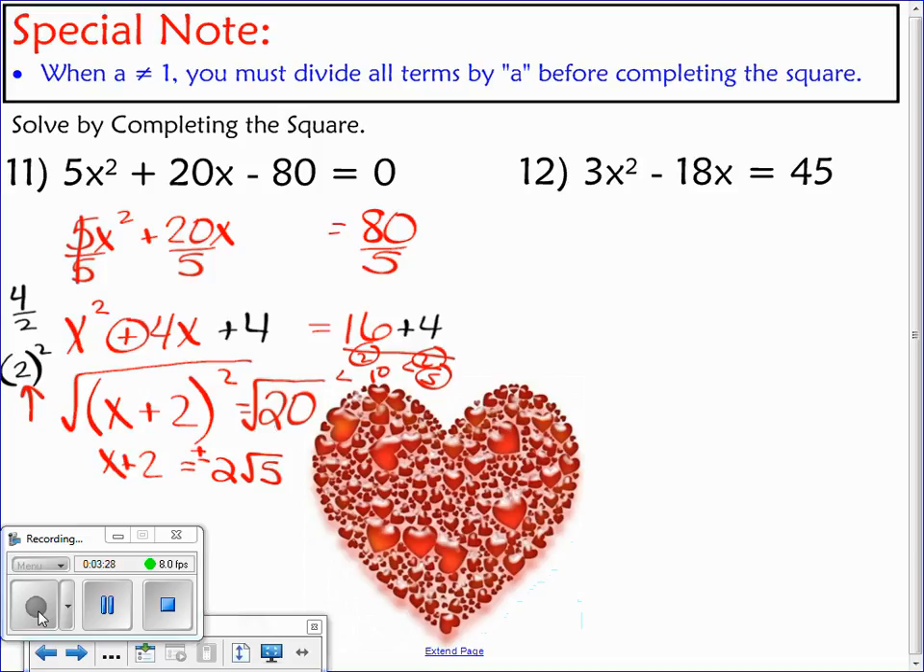Yeah, we divide by whatever your A value is. That step that we keep saying but never actually did yesterday. Whatever the A value is, we divide everything by it. I need to move that over there. So negative 2 plus or minus 2 radical 5. Keep going or stop? Stop.